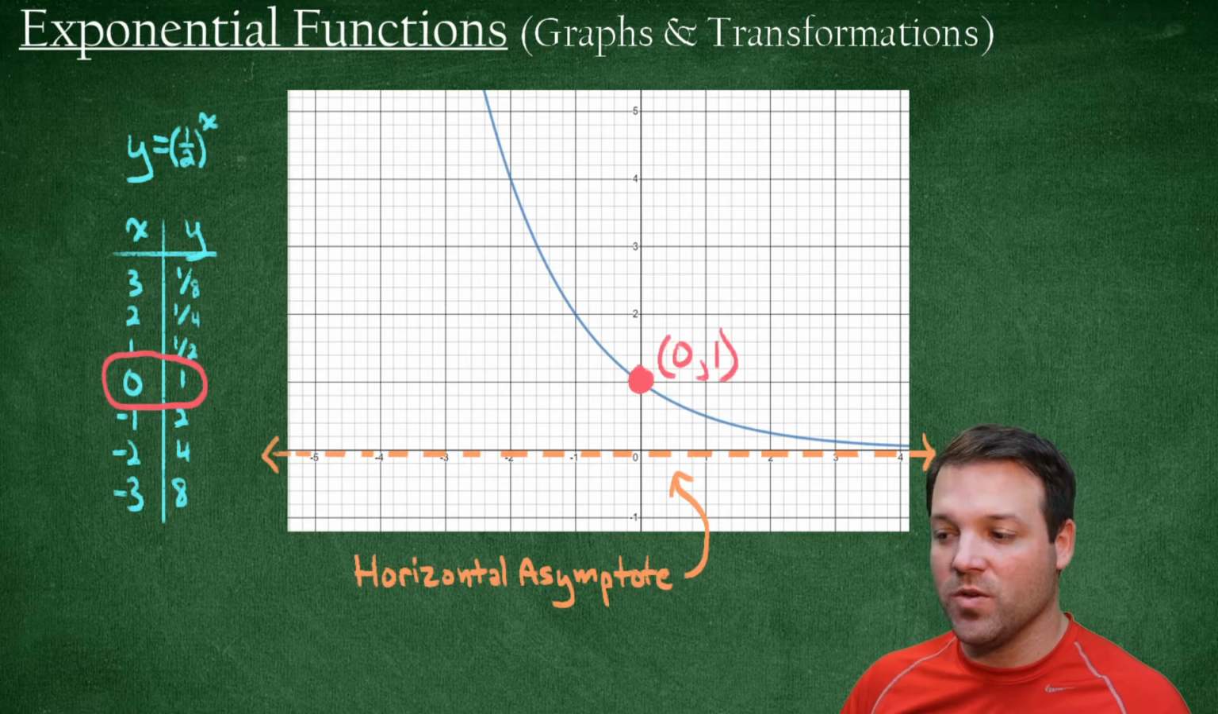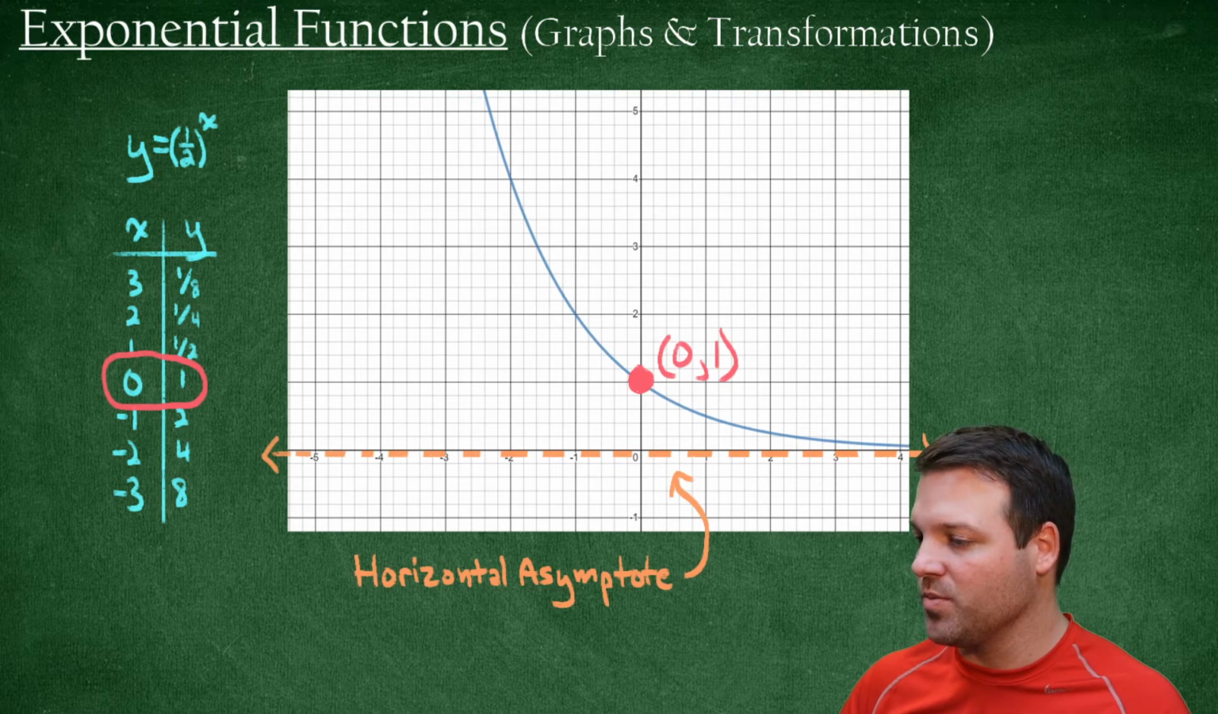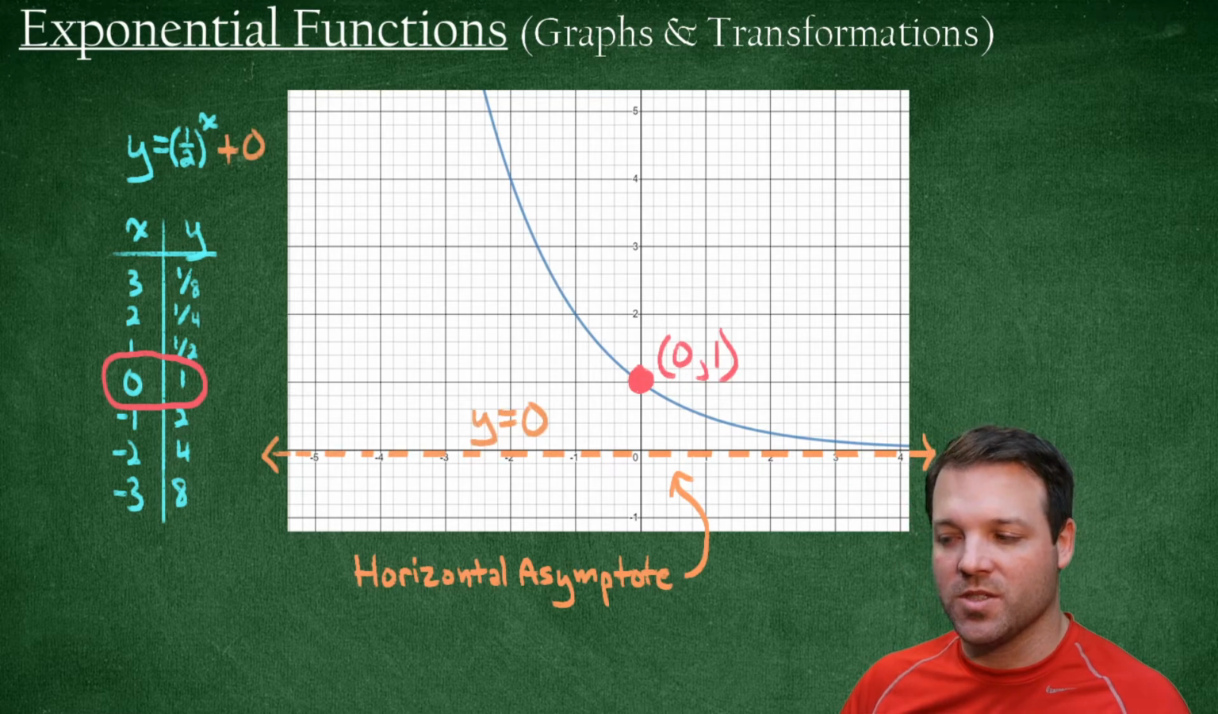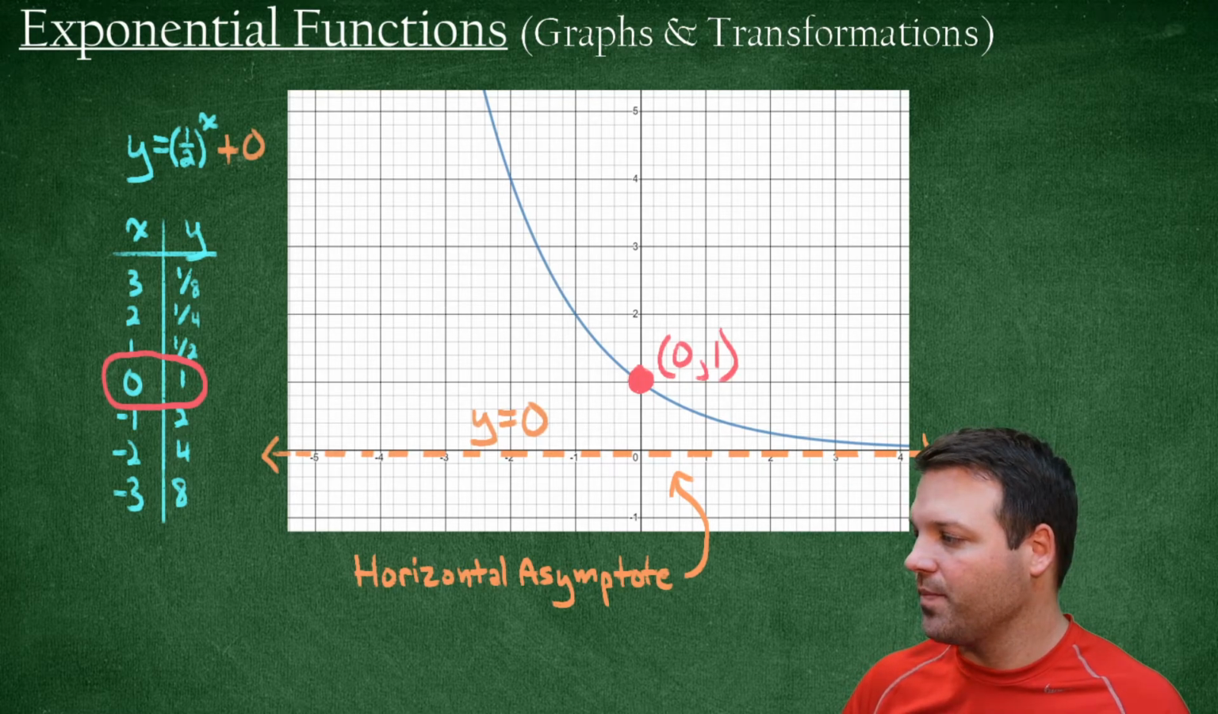An x value of 0 will give us an exponent of 0. So that'll give us our anchor point. After we plug it in, we'll get (0, 1). And then our horizontal asymptote is just the k value of y is equal to 0.